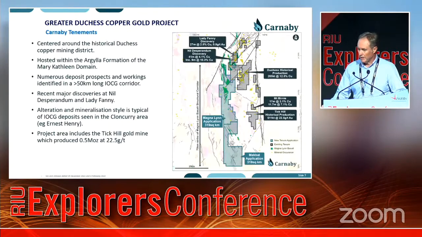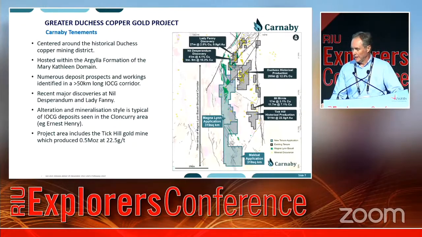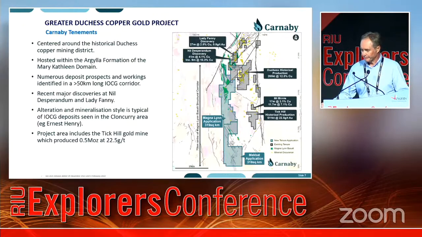So the Carnaby tenements are centred around the historic Duchess copper district. Amongst those is the Duchess copper mine, which was mined from 1900 to 1940, produced 2,500 tonnes of copper metal at a grade of 12%.